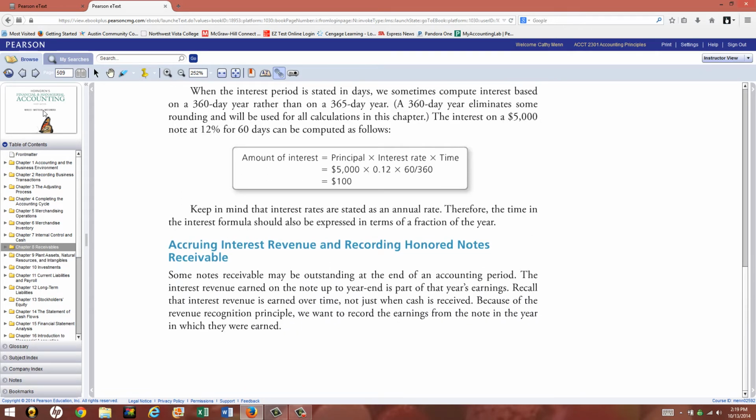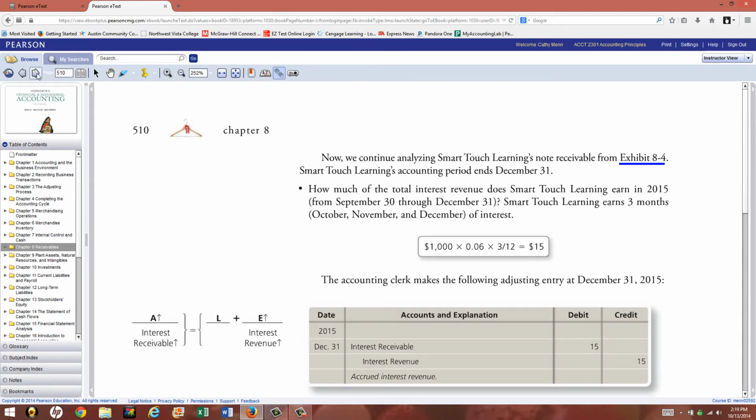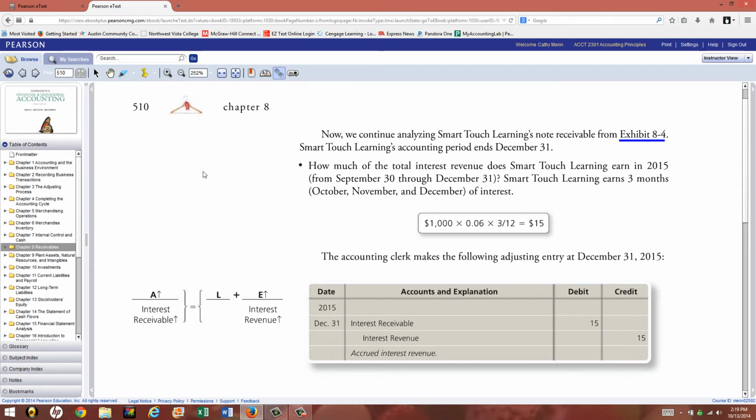Now, we have the journal entries. Once we calculate this interest amount and everything, then you can make your journal entries. Let's see, this one in particular, this is an end of the year, and they have calculated, this was for 3 months, I guess. Yeah, it earns 3 months interest for October, November, December.